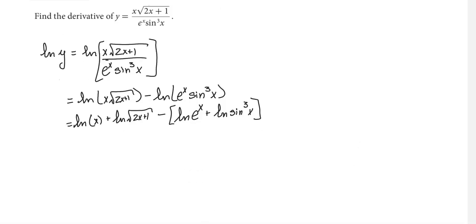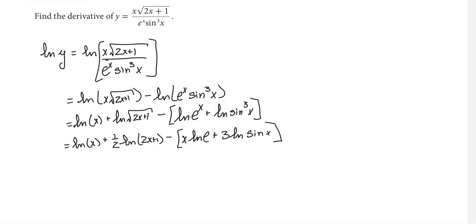And then let's deal with these exponents. We could pull these exponents to the front. That square root is the same thing as a 1/2. So this is x ln of e plus 3 ln of sine of x. And then I'm going to simplify just a little bit more. We know ln of e is 1.